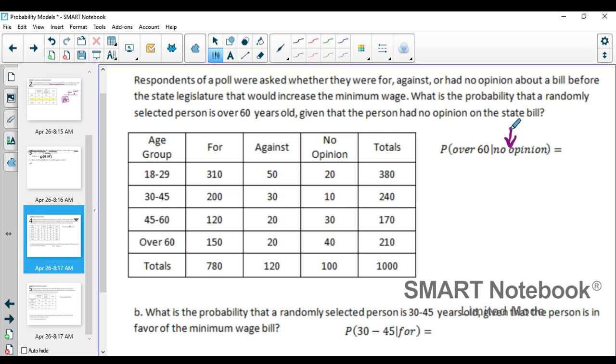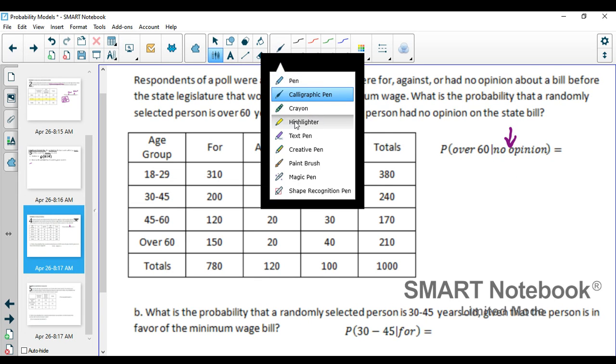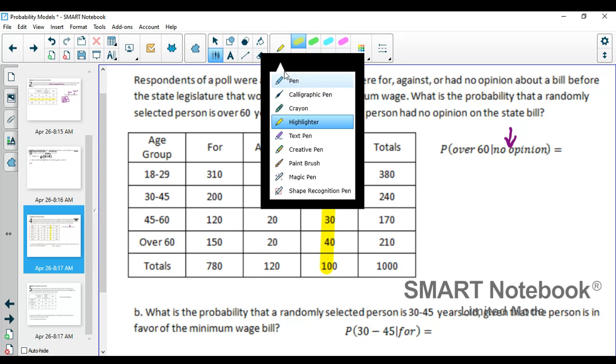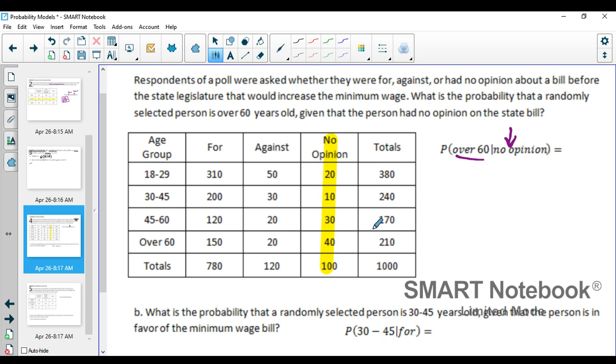We're starting here. No opinion is a column this time, so we're looking at just this column, right? And then more specifically, over 60, so this number right here. We have 40 out of, and if we look at this, the total of no opinions was 100. So we can simplify that to 2/5. The probability of someone over 60 given no opinion is 2/5.